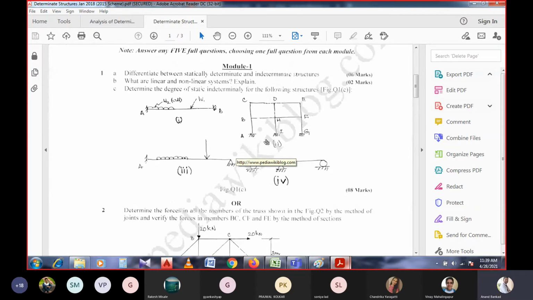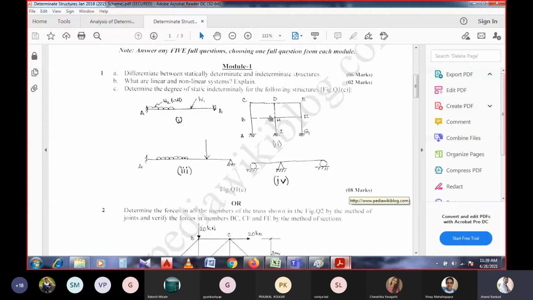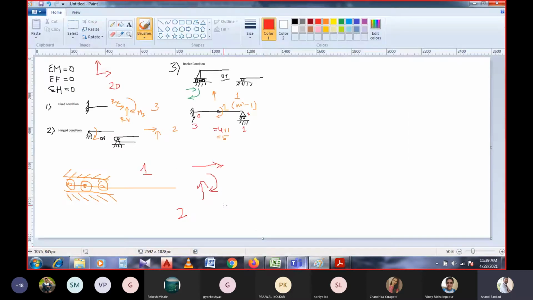Here the particular structures are given. See, it is asked for 8 marks. In these 8 marks, determine the degrees of static indeterminacy for the following structures. So here 4 structures have been given. For these 4 structures, we have to calculate the static indeterminacy. So let us discuss how to calculate the static indeterminacies for various kinds of structures. The particular structure will be having different support conditions.